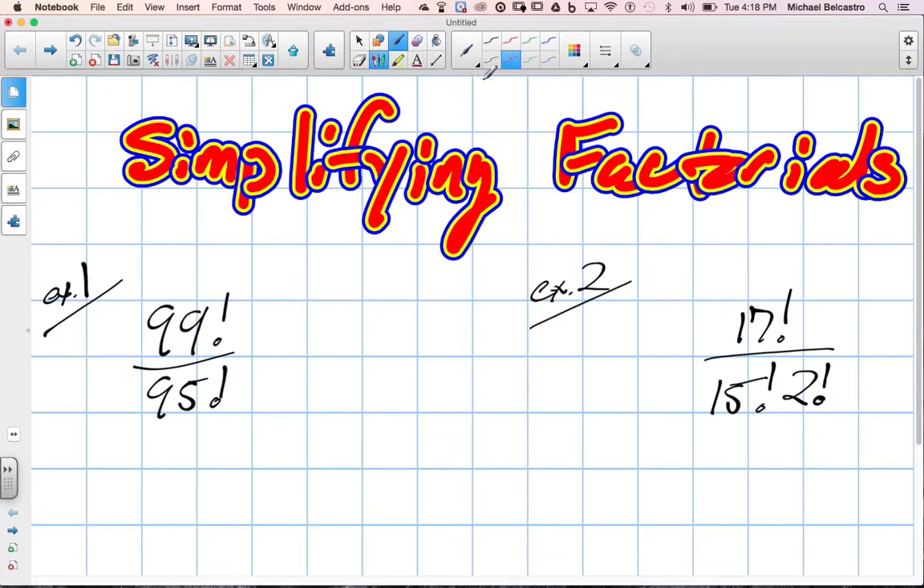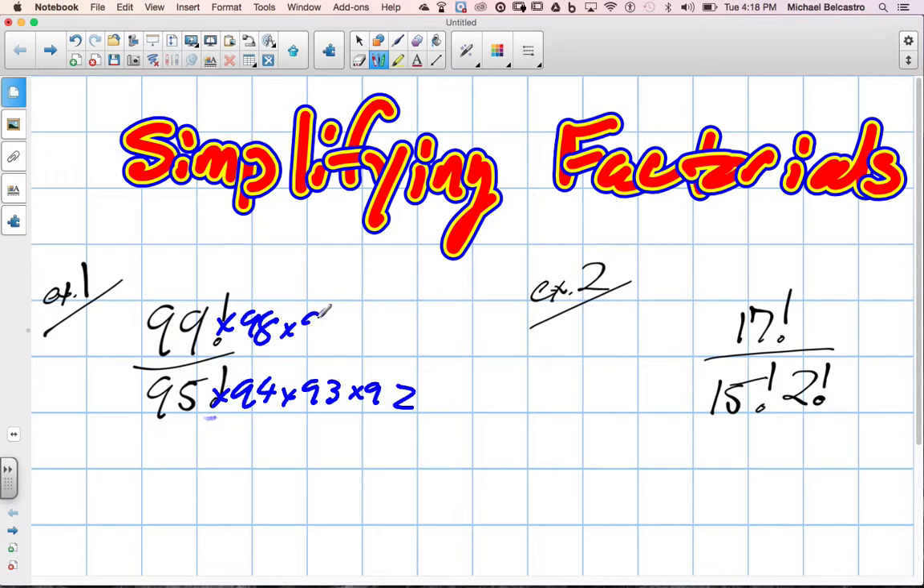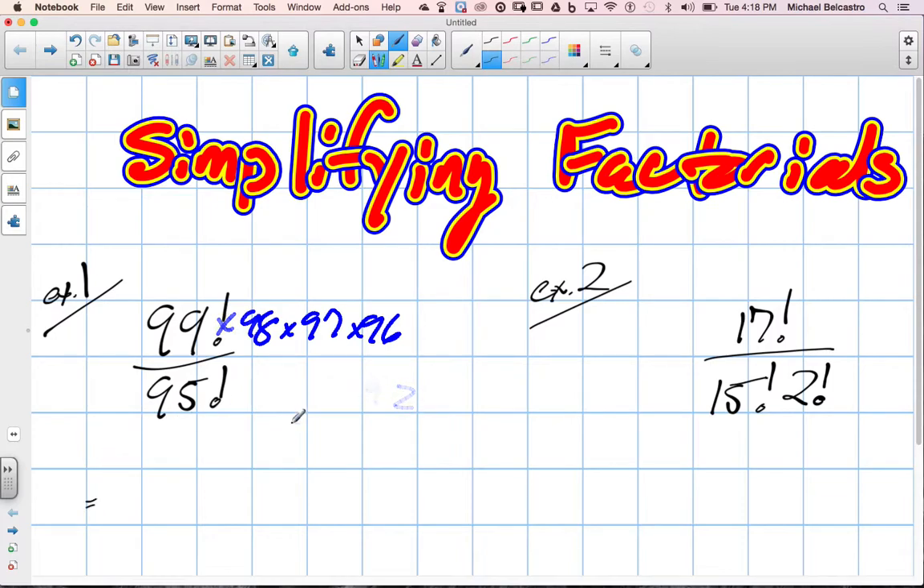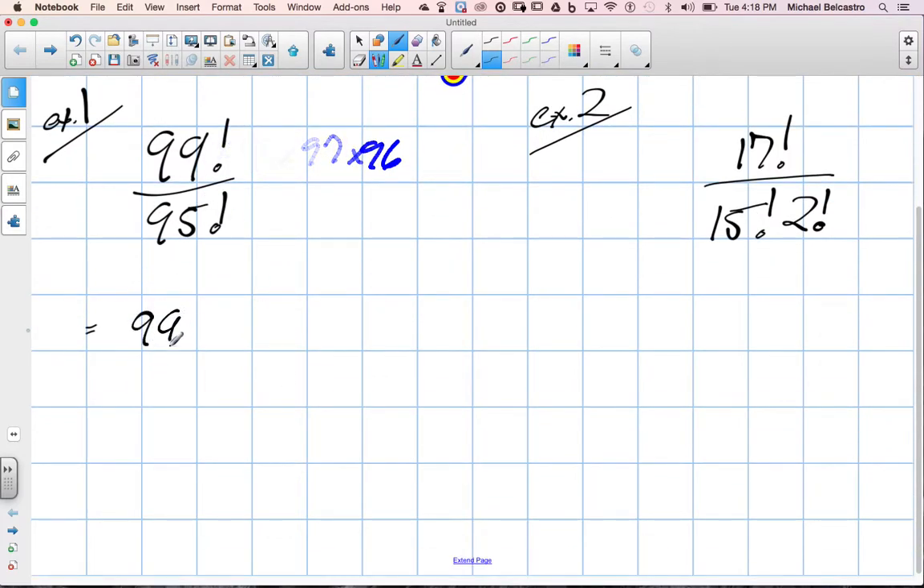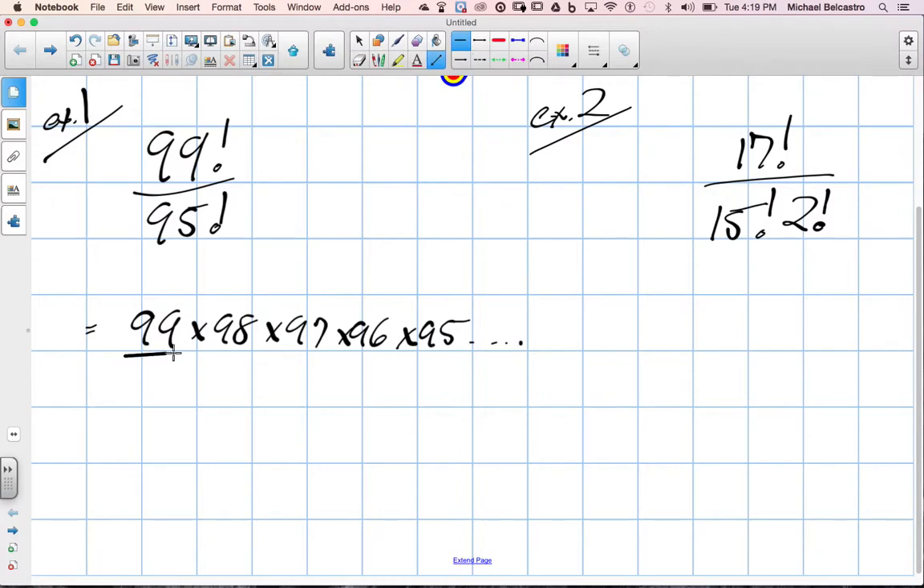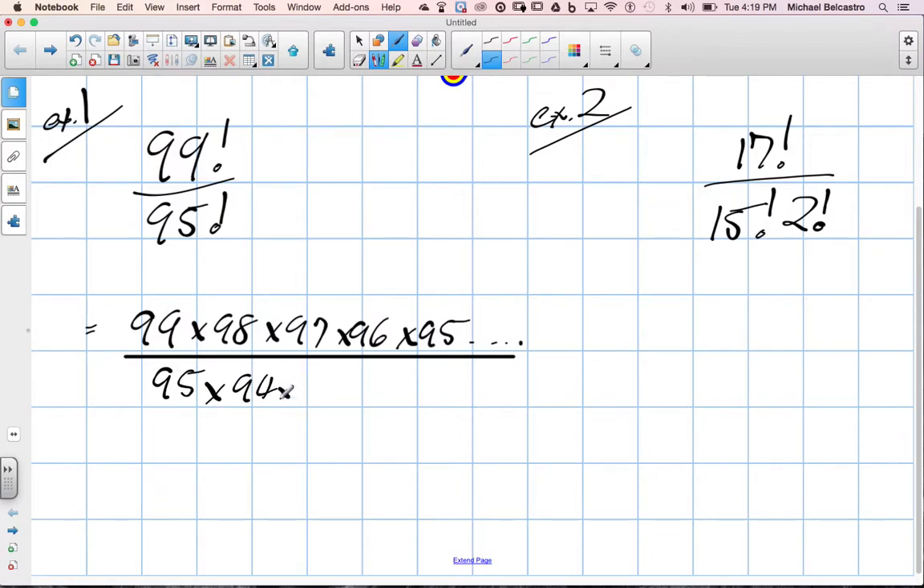Well, what we do know about a factorial is that we have 99 factorial on top and 95 factorial on the bottom. So we know from 95 it's going to go 94, 93, 92, and so on, and this is going to go 98, 97, 96. It's going to go all the way down. So I'm going to rewrite it out so that we can see it. What we're looking for is something very specific: I can go 99 by 98, by 97, by 96, by 95, and then from 95 it's going to continue down. On the bottom, on the other hand, it's going to go 95 by 94 by 93.